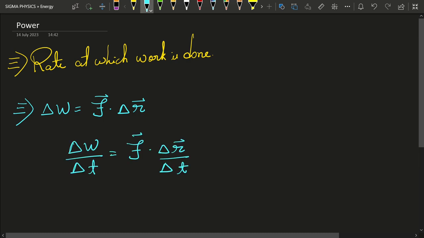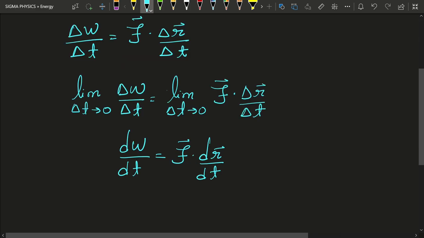Now, if we take the limit delta T tending to zero, then the differences can be converted into differentials for the equation to look like this. Now, the quantity dr upon dt is nothing but the velocity of the particle, and hence this equation will actually look like this. This quantity on the left side of the equation, which is the rate of change of work, is what we had defined as power. And hence, this is the expression of a power.